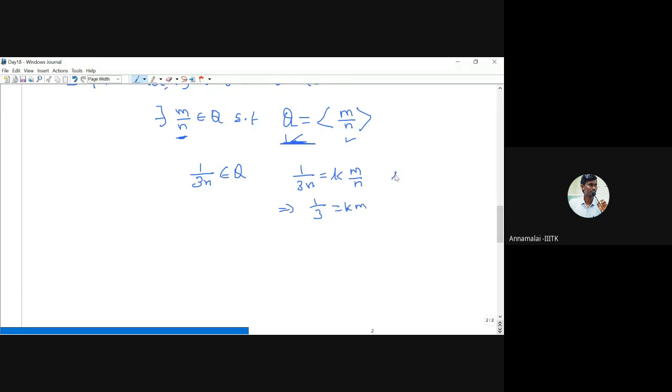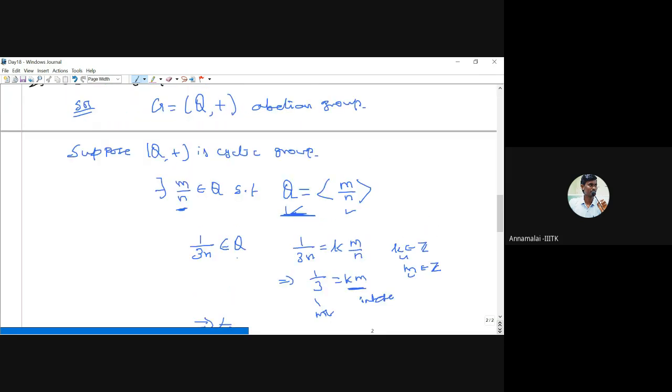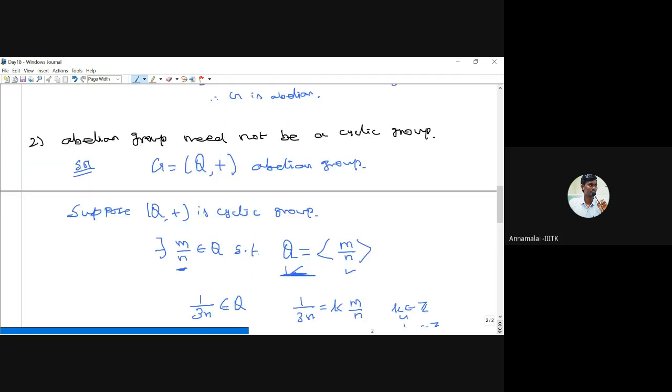And we know that k is an integer and m, n are both integers. So k is an integer, m is an integer, and the product is also an integer. Therefore, the right hand side is an integer, but the left hand side, 1 by 3, is not an integer. Which is a contradiction. Therefore, our assumption is wrong. What is our assumption? We assumed that Q with respect to addition is cyclic, and we got a contradiction. Therefore, Q under addition is not cyclic.